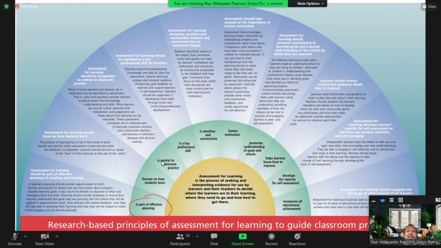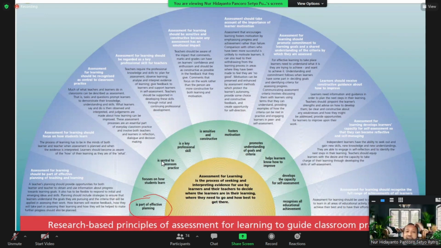Next one is that assessment for learning should be regarded as a key professional skill for teachers. Why is it this way? Yes, because a good teacher always tries to improve his or her performance. How can he get the feedback for his or her performance? He or she can get the feedback from his or her students' performance. By getting his or her students' performance, then we can learn, okay, my students find problems in this part, my students find other problems in this part, and so on.